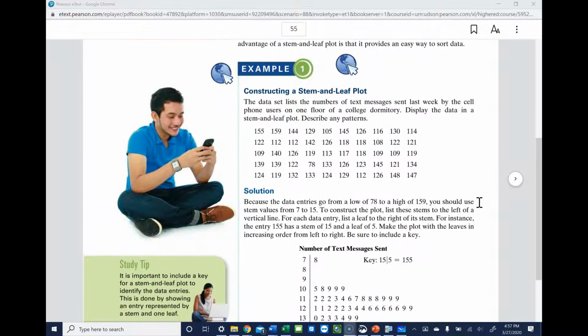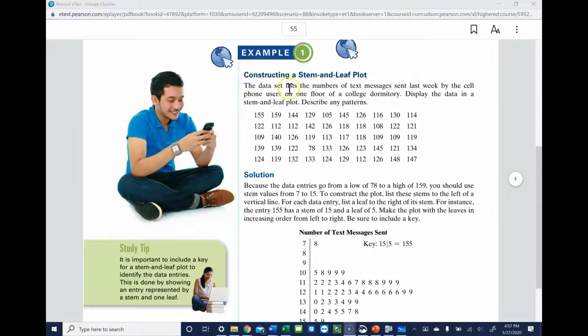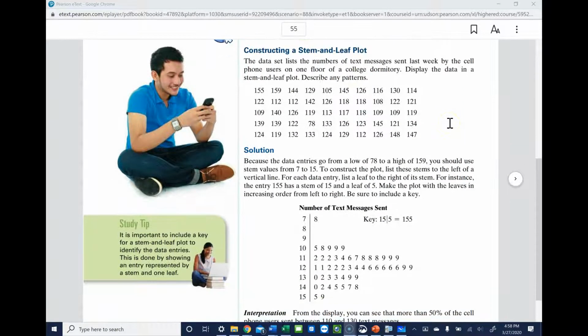So we take the data. This data lists the number of text messages sent last week by the cell phone users on one floor of a college dorm. Display this data in a stem and leaf plot and describe any patterns. Because the data go all the way from 78 to 159, we're going to use two digits: the tens digits as our stems, and the ones digit as our leaves.